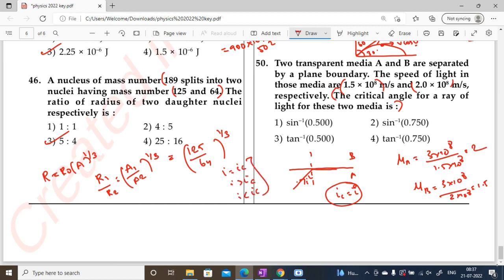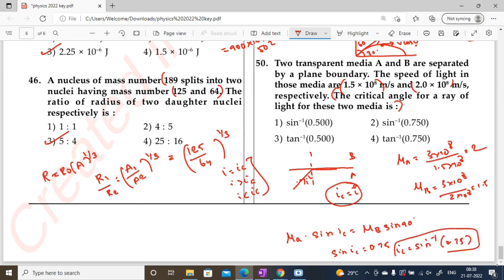In this case, I'm taking the situation where the angle of incidence is equal to the critical angle. Then the refractive index of the A medium multiplied by the sine of the critical angle is equal to the refractive index of B medium multiplied by sine 90, by Snell's law. On solving, I get sine of IC to be 0.75, and IC should be sine inverse of 0.75. So this will be the critical angle: sine inverse of 0.75.